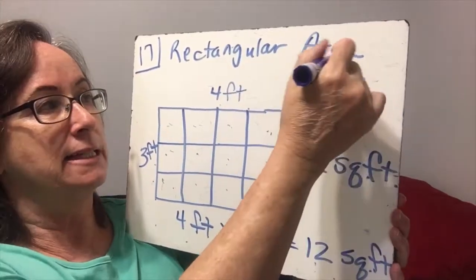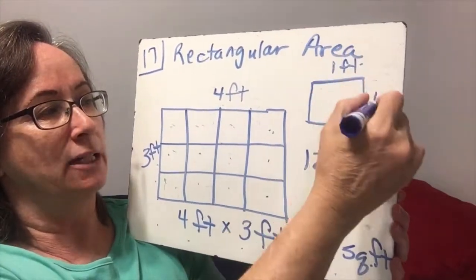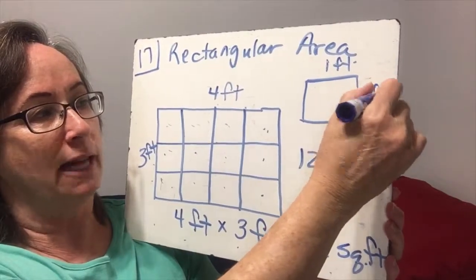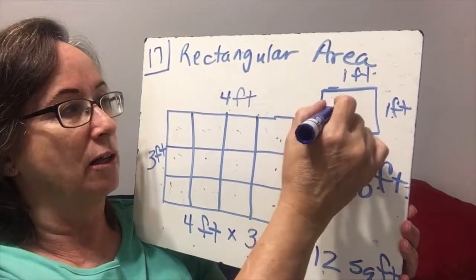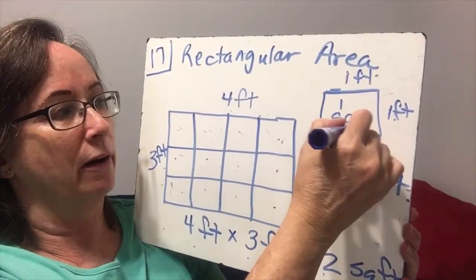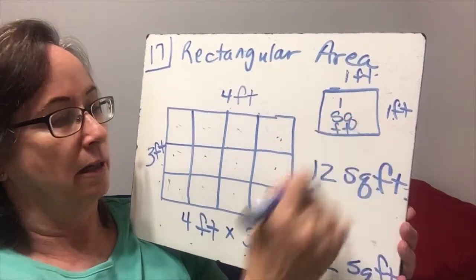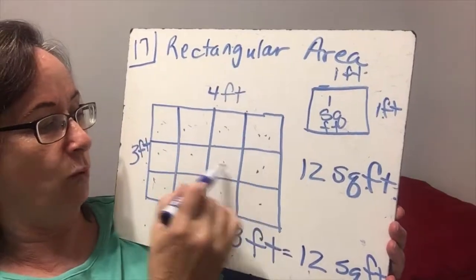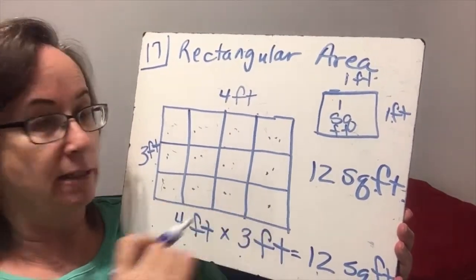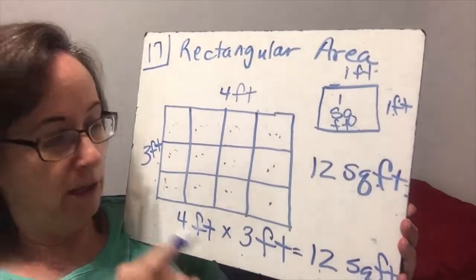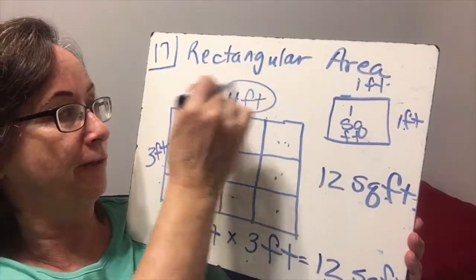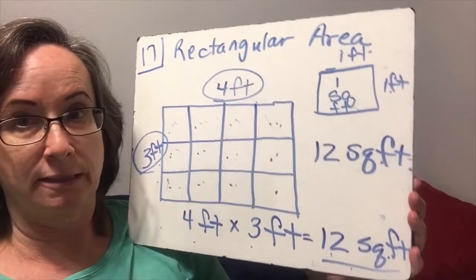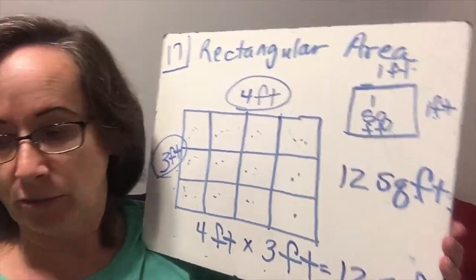If it's 1 foot on one side and 1 foot on the other side, it's a square that is 1 foot by 1 foot, and this is called 1 square foot. Each one of these is 1 square foot. So altogether we have 12 square feet, and we got them by multiplying 4 feet by 3 feet. So that's just a brief intro.